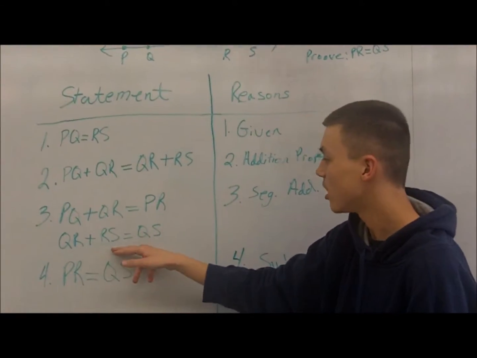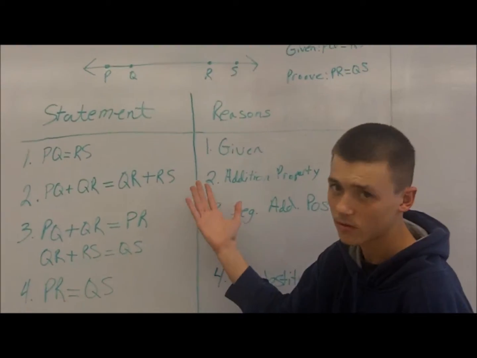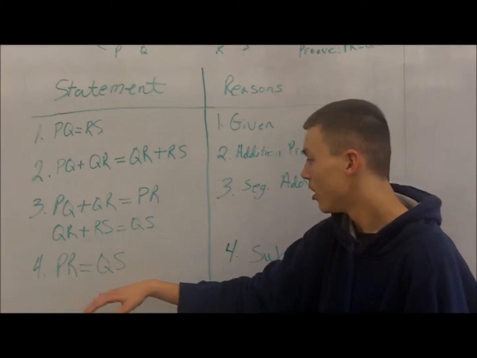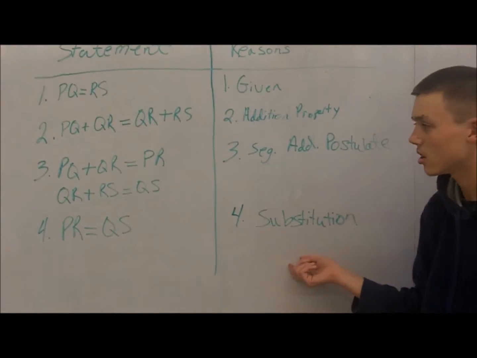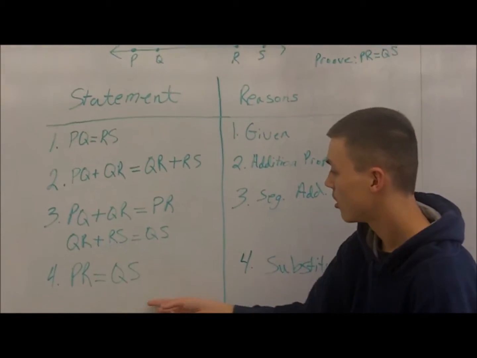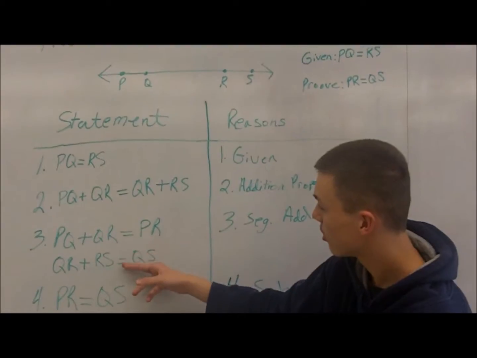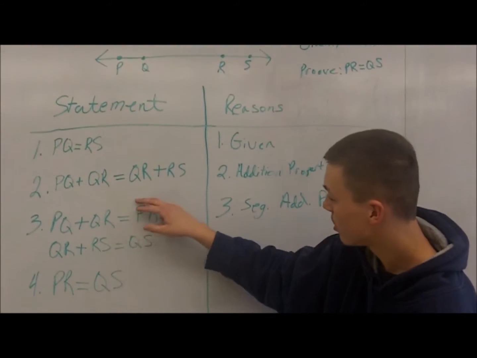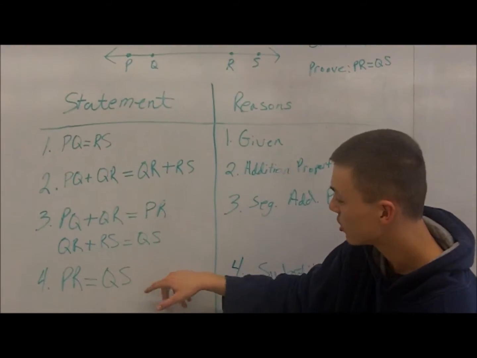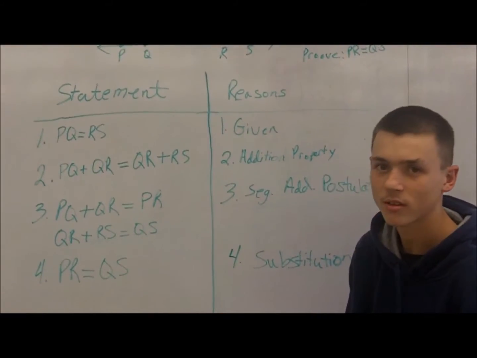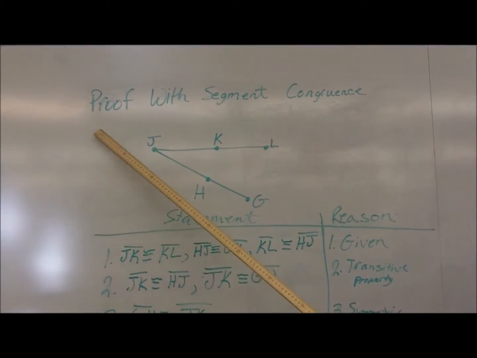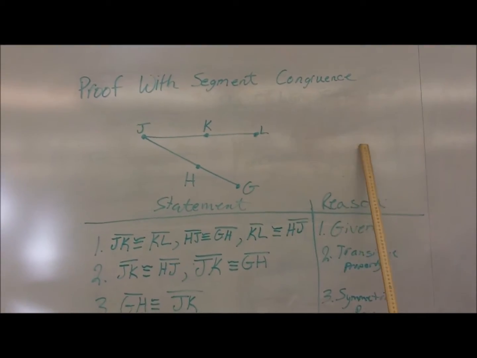And then QR plus RS equals QS for the same reason. Okay, and then the last step, we just substitute, add these two into the equation right there because of substitution. Okay, proof of segment congruency.